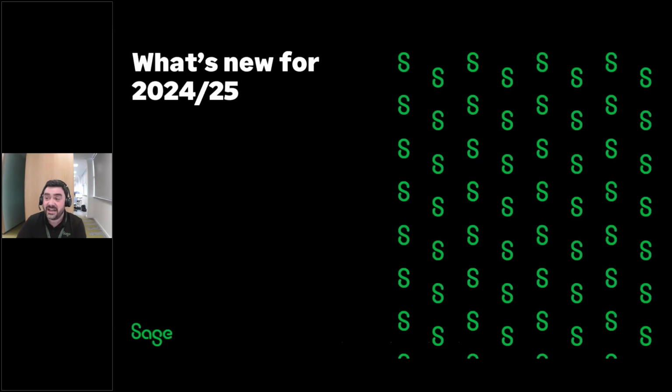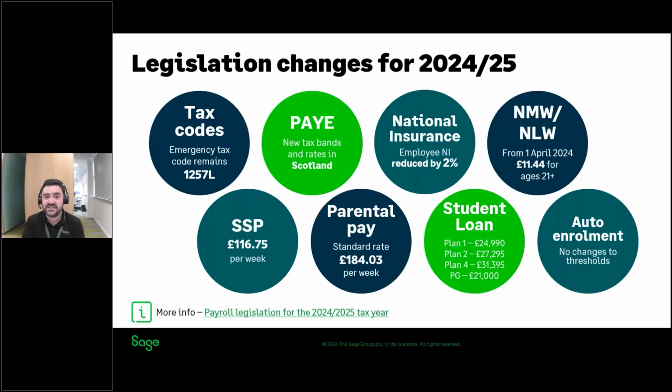That does lead nicely on to what's new for 2024 to 25. I'm going to run through some of the legislation changes, and then I'll pass back to Alice, who's going to show you some of the updates within version 30. So let's start with the key legislation changes for the new tax year. As we've just mentioned, tax codes are remaining much the same unless you receive individual P9 notices, because the personal allowance remains frozen at its current level of £12,570. So emergency tax code remains the same.